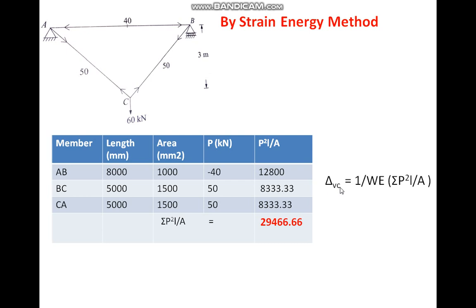The formula is delta V equals 1 divided by W into E, times the summation of P square L by A. Substituting values, W is 60 kilonewton and E is 200 MPa, and the summation of P square L by A is as given. Then you get the vertical deflection, also the same 2.45 millimeters. This is the strain energy method, whereas in the unit load method you separately calculate only the vertical deflection. For horizontal deflection, the strain energy method and the unit load method give the same result. Thank you.